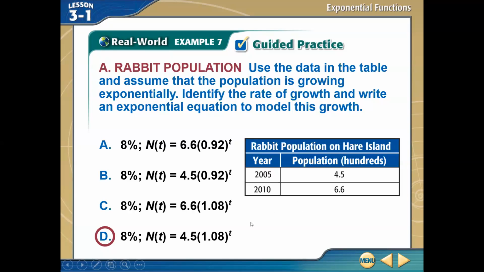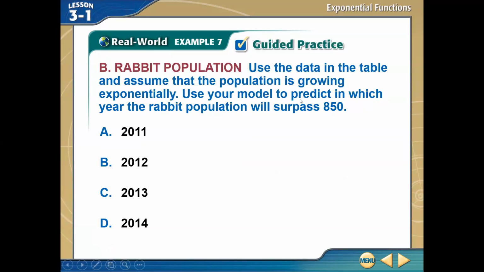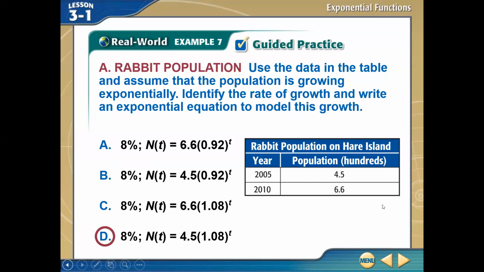Perfect. Now the next question, use the data in the table and assume that the population is growing exponentially. Use your model to predict in which year the rabbit population will surpass 850. So realize we're using decimals because the data presented to us was in hundreds. So really we're looking for 8.5.